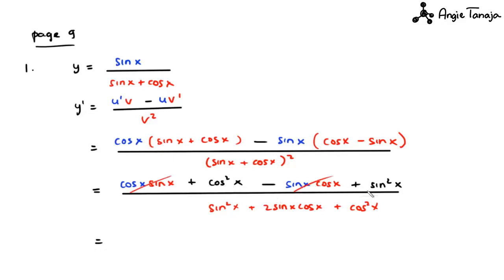And then for this one, it is one of the identities. Cos square x plus sine square x will be just 1. And the same thing with this will be just 1. Well, I'm going to convert this to be sine of the double angle, so it's just sine 2x. So then it will be 1 plus sine 2x. So this is going to be our derivative.